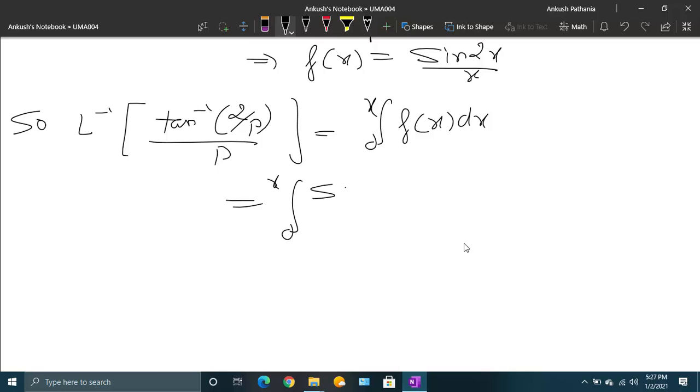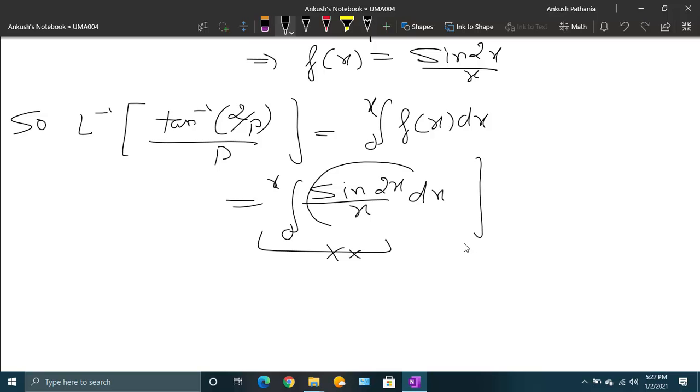So this is the integral from 0 to x of sine 2x upon x dx. This is the result, as this integral is not solvable. You can see this is sine 2x upon x in form, so we can't solve this integral, and we have to leave the question in this form. Don't try to solve this integral, because with x in the denominator it is going to become 1 upon x square if you use integration by parts. So for these types of questions, we have to leave it up to here.